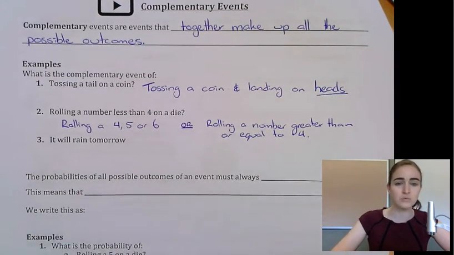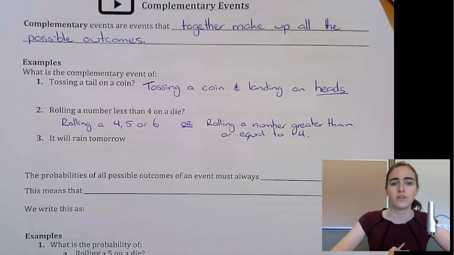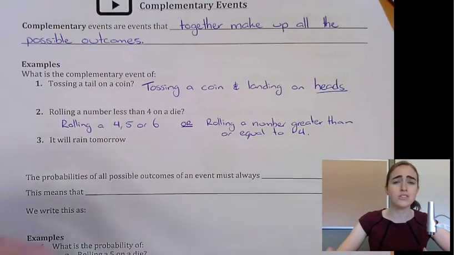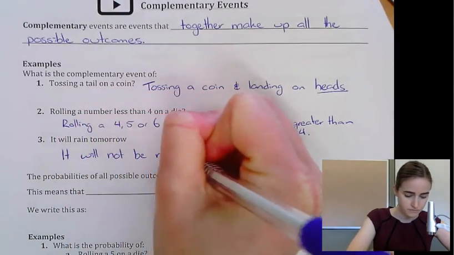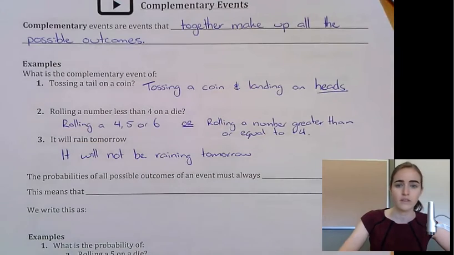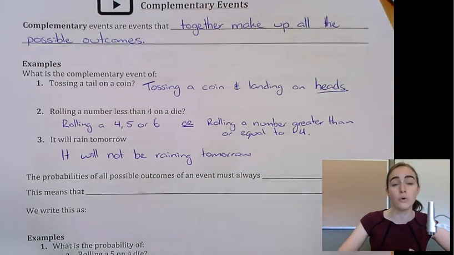And the last one is it will rain tomorrow. So if we want the complement of that, well, there's lots of other possibilities for that. It could be sunny, it could be cloudy, it could be windy, it could be anything as long as it's not raining. So probably the best way to write the complement of that is just to put the word not in there. So the complement of it will be raining is it will not be raining tomorrow. So the complement covers all the other possible options.